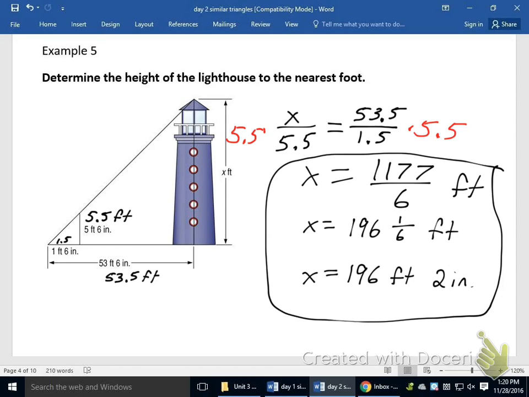That wraps up day 2, similar triangles. We got 2 more days of lessons. We got a quiz on the 5th day, and that will actually wrap up this unit. Pretty short unit.